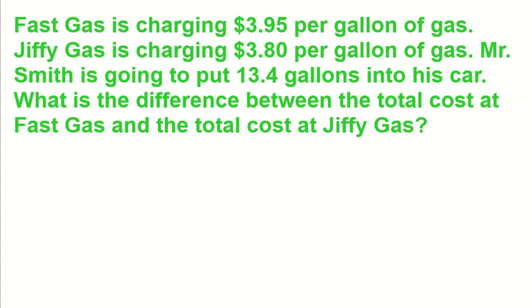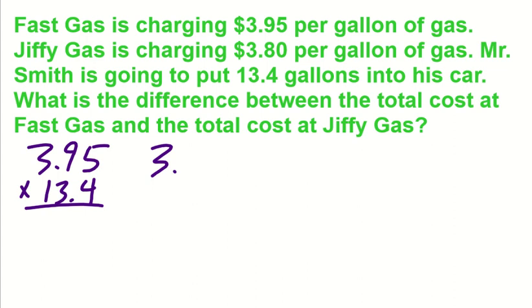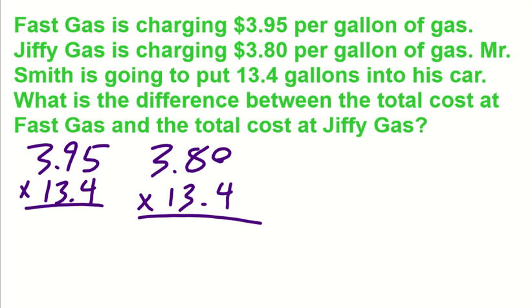$2.01 is correct. All right, there are a couple ways you could do this. Again, this is probably something that actually would be on the inactive, but there's two ways you can really do this. You could take $3.95 and multiply by 13.4, and $3.80 and multiply by 13.4, and once you have those answers, subtract. How many of you did that? Most of y'all.